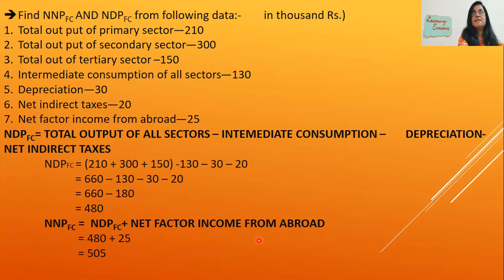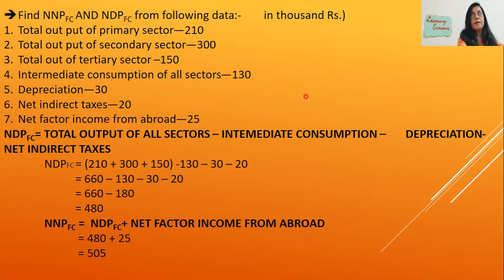See, this is the numerical given here, and it is saying find NNPFC and NDPFC. NNPFC is national income, and NDPFC is domestic income. So we have to calculate national income also and domestic income also. And the data is given in rupees crore. Total output of primary sector is 210, total output of secondary sector 300, total output of tertiary sector 150, intermediate consumption 130, depreciation 30, net indirect taxes 20, net factor income from abroad 25.